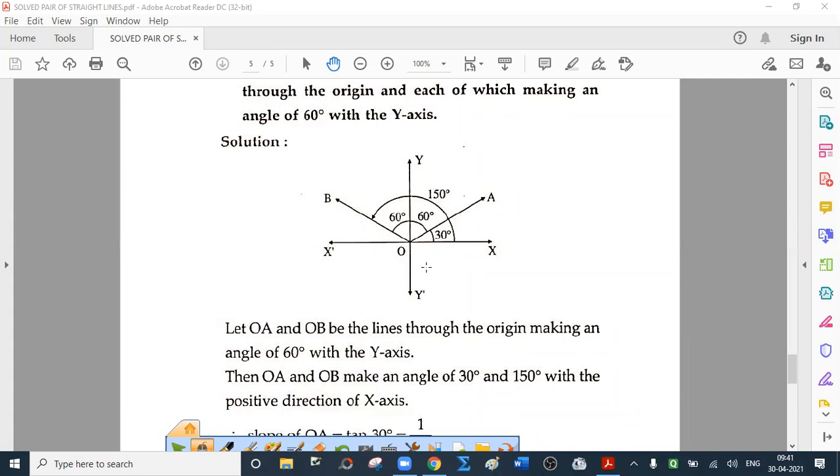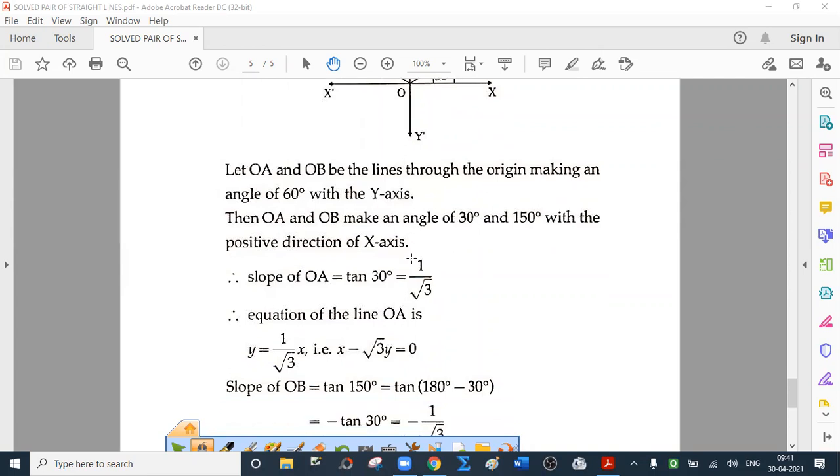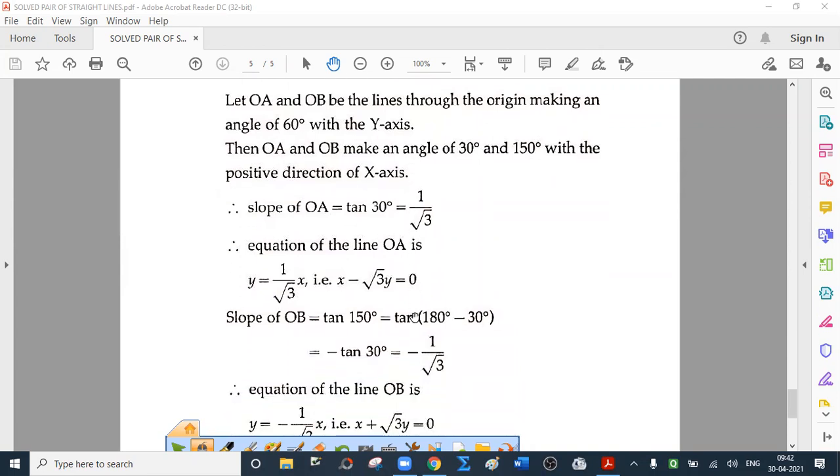So what will be the inclinations of these lines? For OA, this is 60. So what is the inclination? 30 degrees. So what is the slope of this line OA? Tan 30 degrees, that is 1 by root 3. What about the inclination of OB? See, this is 90 plus 60, so 150 degrees. So what is the slope of OB? Tan 150 degrees, which is tan of 180 minus 30, that is minus tan 30, that is minus 1 by root 3.